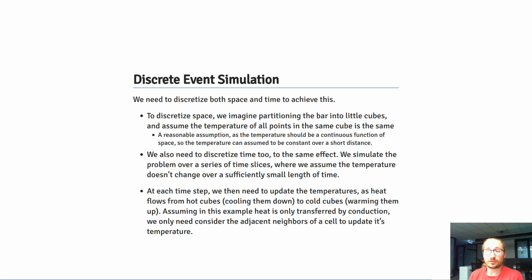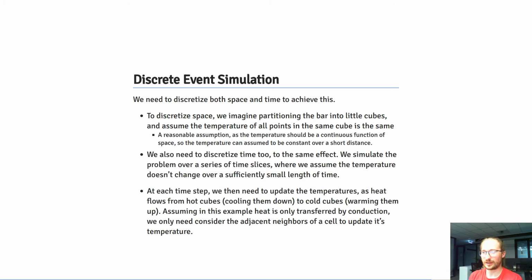We also need to discretize time, by basically doing the same thing. We simulate the problem over a series of time slices. We have time slice 0, time slice 1, time slice 2, and we assume during a time slice, the temperature doesn't change, which again is a reasonable assumption, because if I have a cup of hot coffee on my desk, over a period of a second, its temperature is going to be pretty constant, right? But over a period of a minute or 10 minutes or an hour, its temperature is going to change a lot. So we can basically assume for sufficiently small time scales, the temperature is constant. That allows us to do this discretization trick.